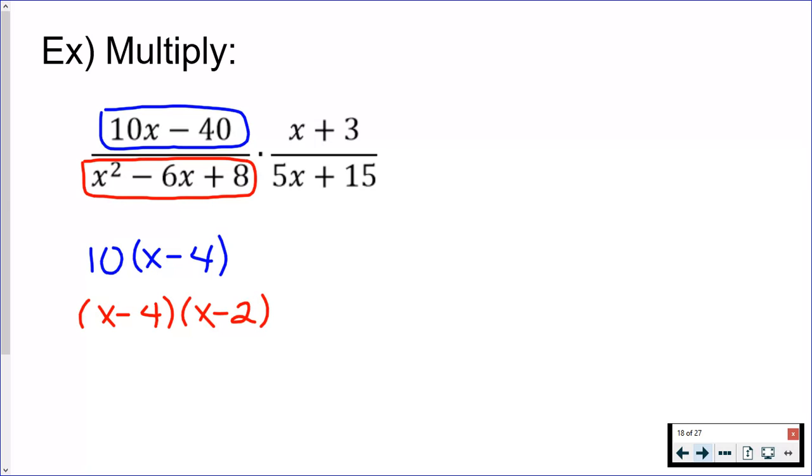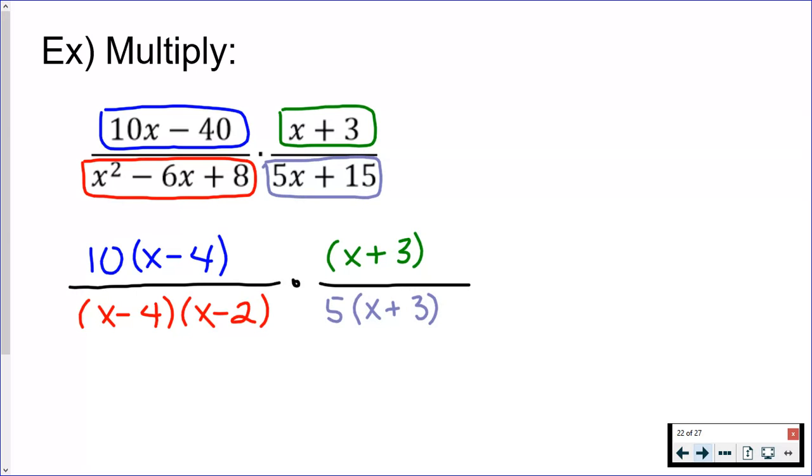Moving on to x plus 3. Try to factor it. Nothing can be taken out. Nothing can be done here. So x plus 3 just remains x plus 3. And then finally, 5x plus 15. Try to take something out if you can. These are both divisible by 5. So that would leave me with x plus 3 in the parentheses after dividing both terms by 5.